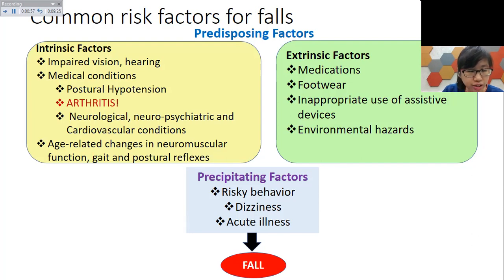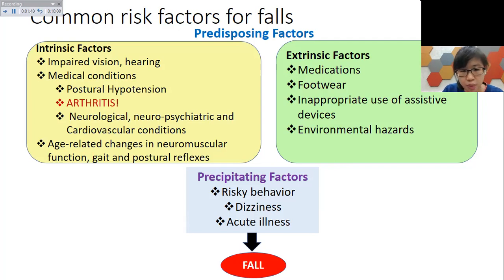For the extrinsic factors, I would like to highlight medications as one of the high risk factors that contributes to postural hypotension and compromises the adequate perfusion to organs that is required to maintain postural control. Also, the lack of or inappropriate use of mobility aids or footwear are important factors to consider. And of course, we have precipitating factors like risky behavior, dizziness, and acute illness that can all precipitate a fall.